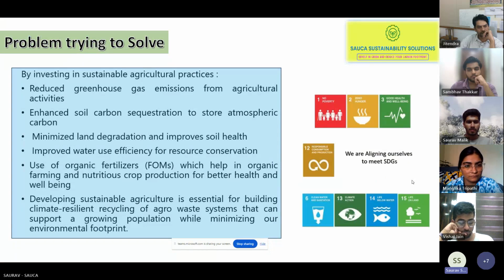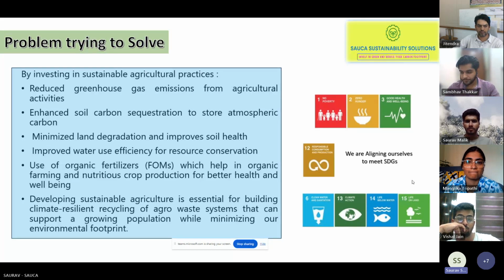The problem I'm trying to solve is reducing greenhouse gas emission from agricultural activities, enhancing soil carbon sequestration to store atmospheric carbon, minimizing land degradation and improving soil health, improving water use efficiency for resource conservation, use of fermented organic fertilizers for better nutrition of the crop production, and development of sustainable agriculture so that we can become a climate resilient country.